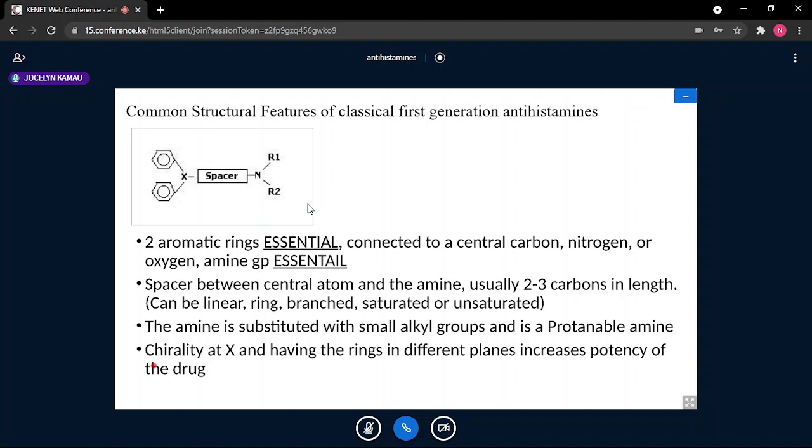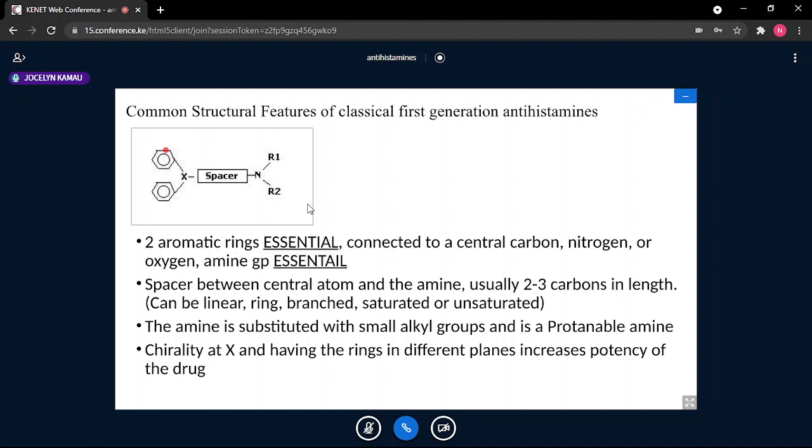Again, the final one, chirality at X. When you have X as a carbon with a hydrogen and that group, then these two are not the same, and you can have chirality. Chirality and having the rings in different planes increases the potency of the drug. So we are saying that this ring and that ring should be non-coplanar.